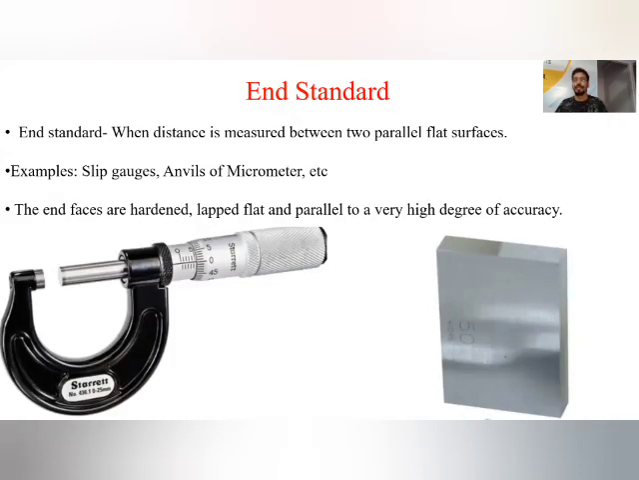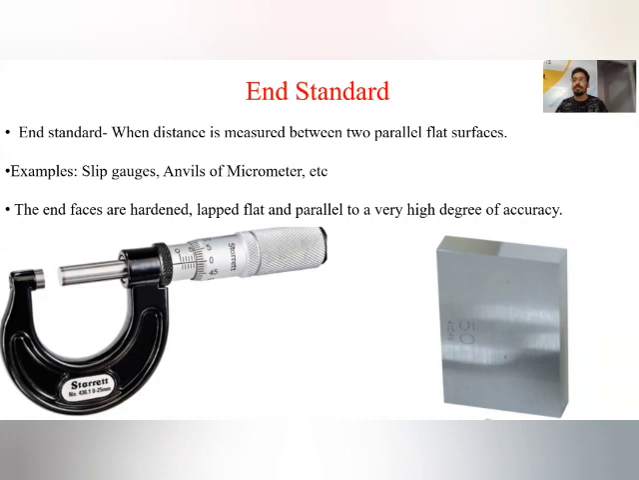Next type of standard is end standard. End standard is the standard when the distance is measured between two parallel flat surfaces. Previously, in line standard, we discussed the distance between two parallel lines. Now, in end standard, we consider two faces that are parallel to each other, and the distance between these two parallel faces is measured. This type of standard is called end standard.